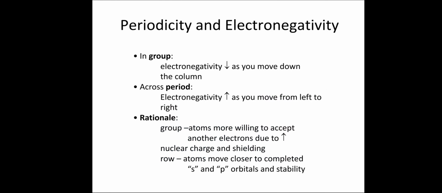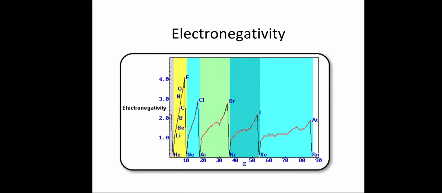So what is the periodicity of electronegativity? In a group, when you move from top to bottom, electronegativity decreases because the size increases. Across a period, electronegativity increases as we move from left to right. So this is the graph which suggests the electronegativity values of elements in the periodic table.